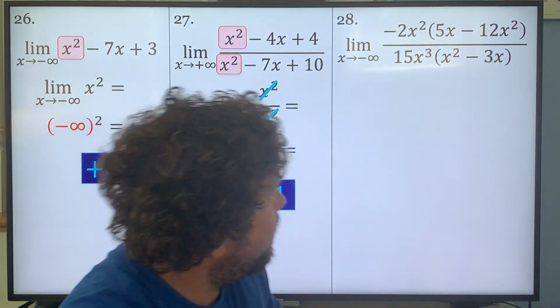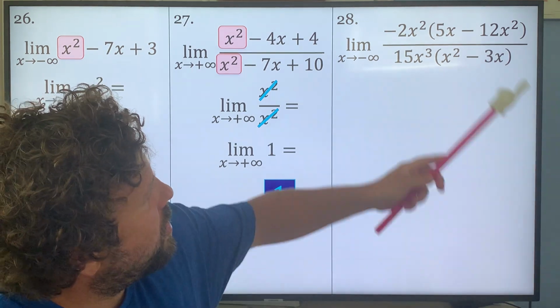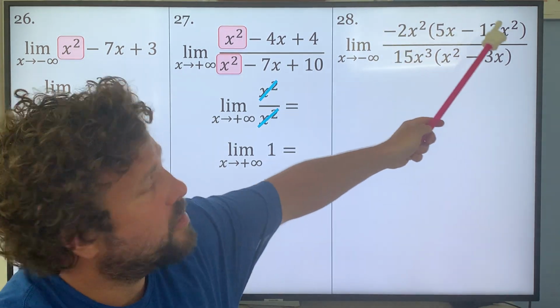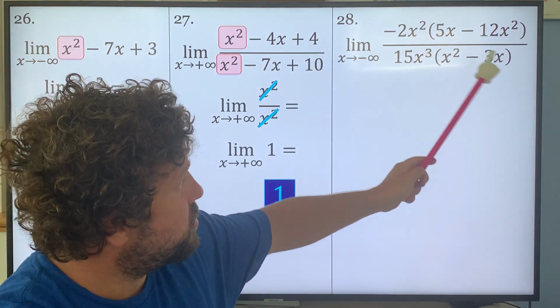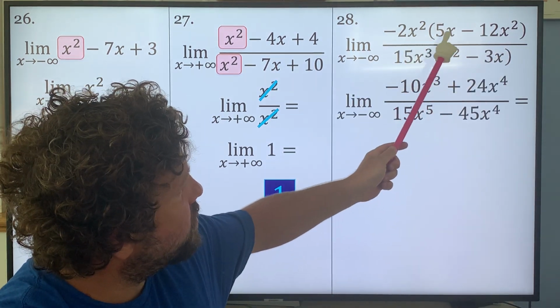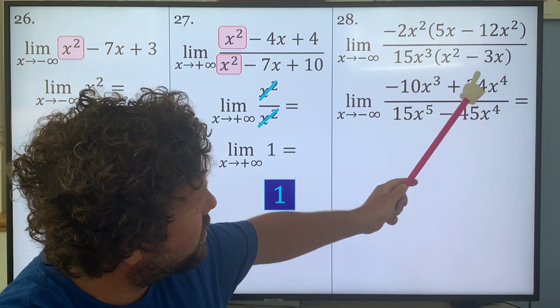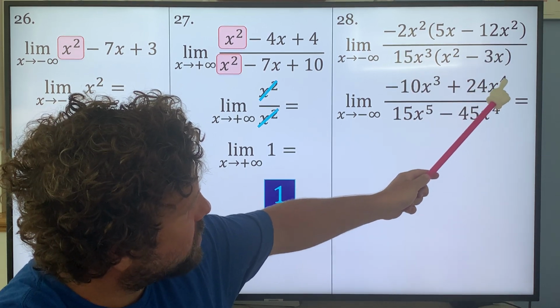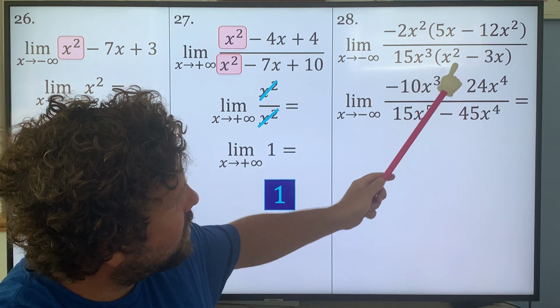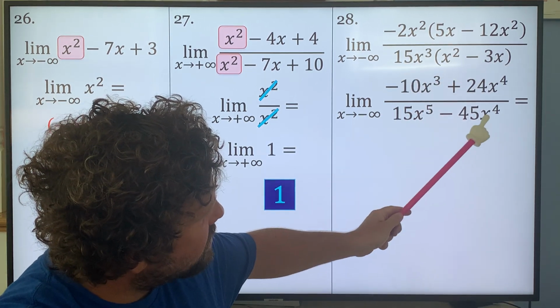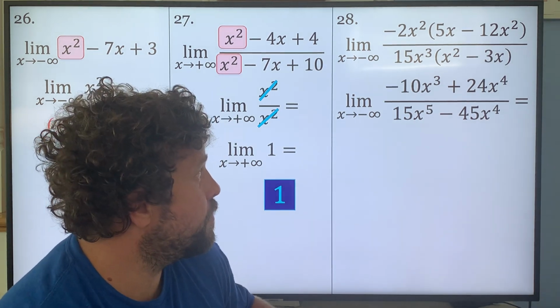28. What do you have to do before you solve anything? Can I go, oh, look at x squared is my highest? No. Distribute. Negative 2x squared times 5x is negative 10x cubed. Negative 2x squared times negative 12x squared is a positive 24x to the fourth. 15x cubed times x squared is 15x to the fifth. 15x cubed times negative 3x is negative 45x to the fourth.